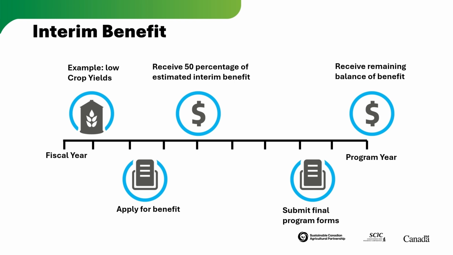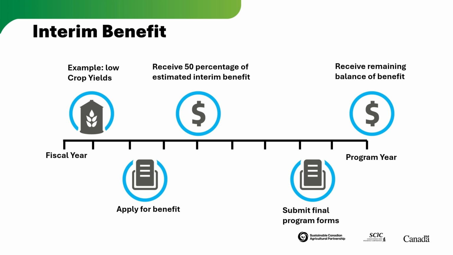So once you do enroll, the first thing you have access to is an interim benefit. Now this is optional. You don't need to apply for it, but it is an option for you to receive a portion of your AgriStability benefit early, prior to your fiscal year end. So it's a way for us to get you cash sooner. It's calculated from an estimate of your final benefit, and because of it being based on an estimate, we pay 50% of the estimated benefit.